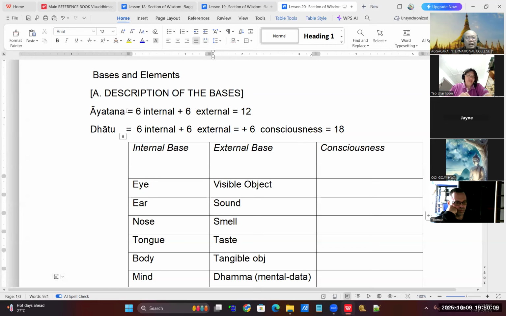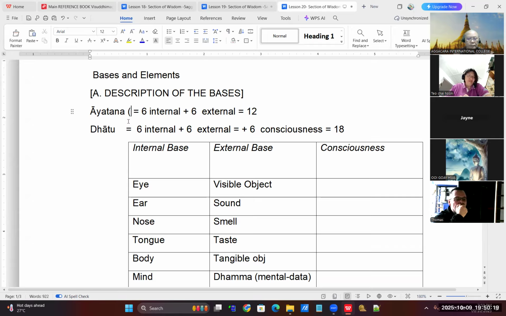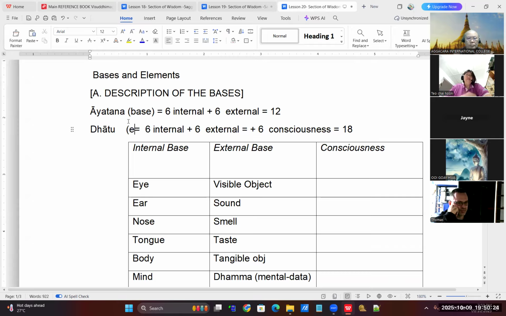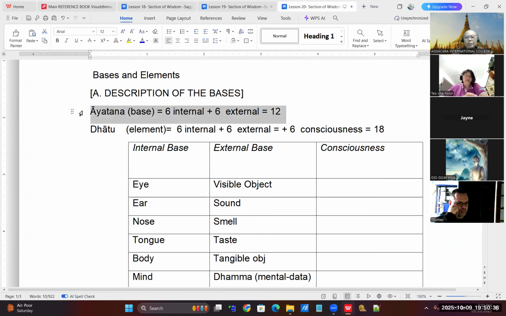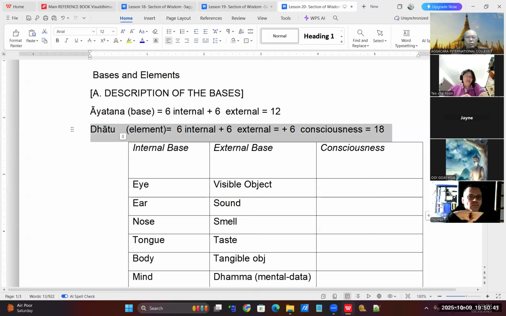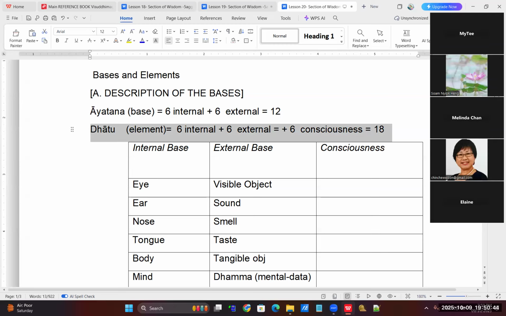So here, different term. Ayatana is bases. Dhatu is elements. Okay, so bases and elements. So you've got six internal, six external, and then you've got the six consciousnesses. In the Suttas, they sometimes mention 12, sometimes they mention 18. So this is the best to contemplate. It's actually easier than the five aggregates.